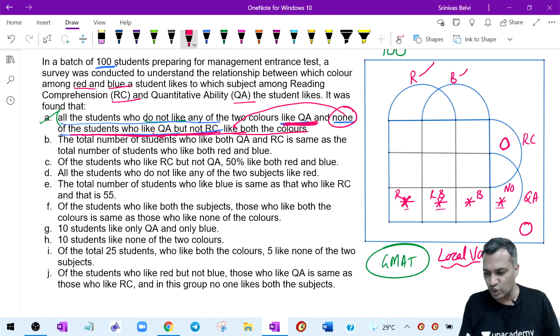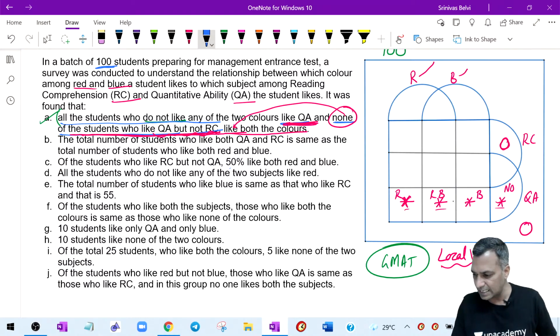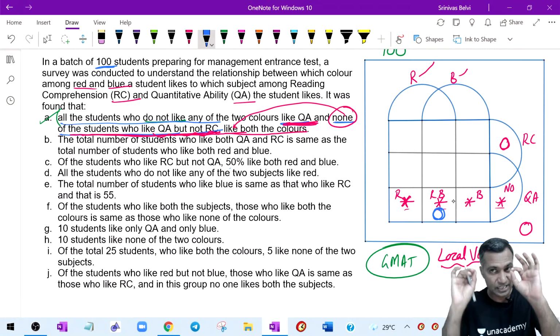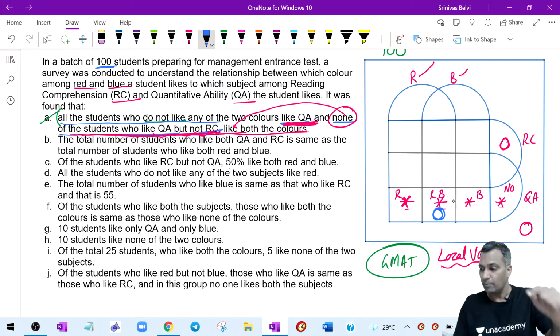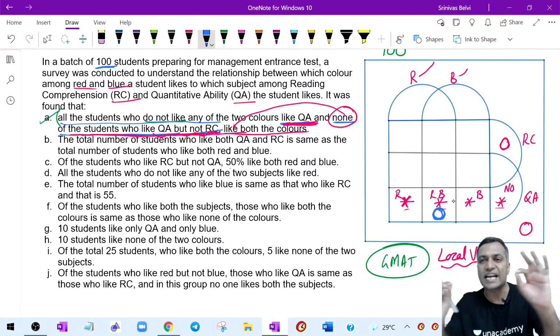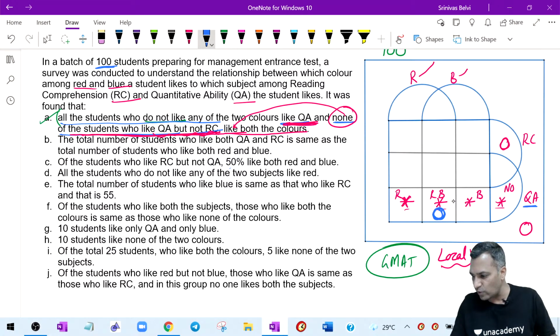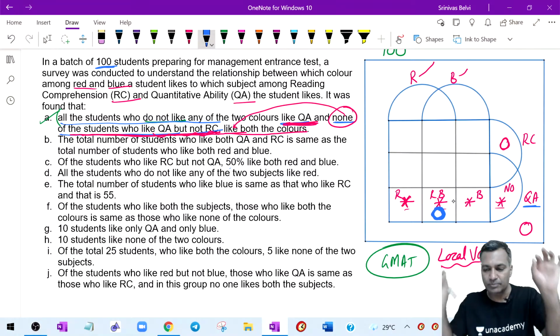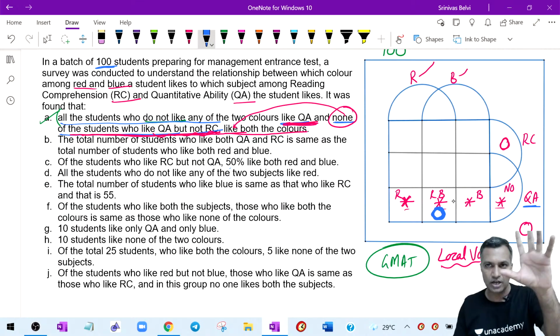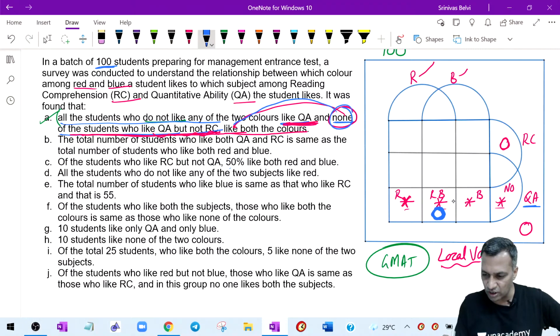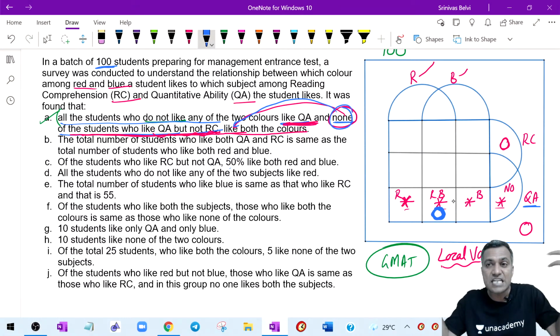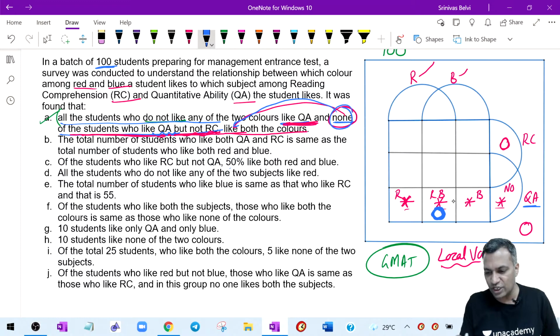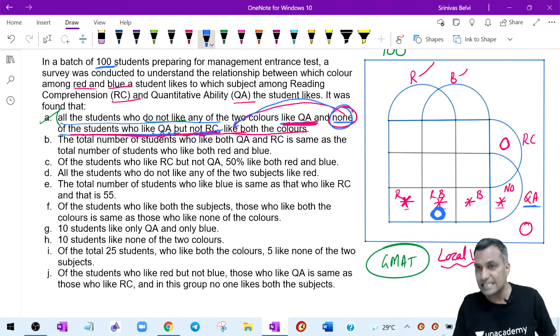The fellows who like QA but not RC, which means the author is trying to say this particular region is 0. There is no one who likes QA but does not like RC, and likes both the colors. There is no such character, which means there is no one who likes QA but does not like RC and likes both the subjects. That is the meaning of this particular one. Are you clear about this? This none is positioning here. None of them like both the colors. Who are these none? These are the people who like QA but do not like RC. This cell is 0. Clear about this?